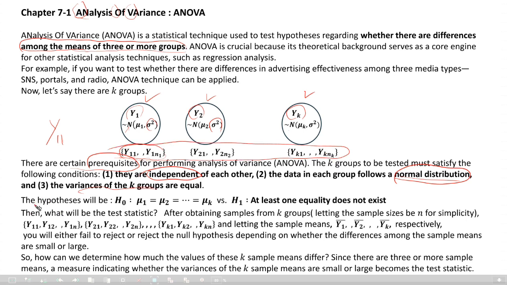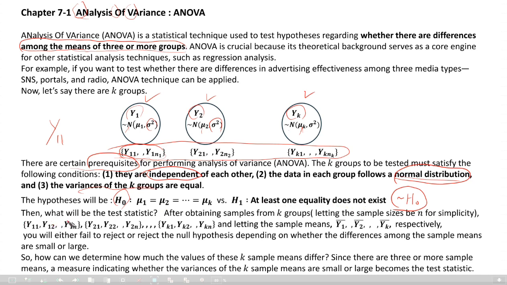And what is the hypothesis in this case, in ANOVA? H0: mu1 equal to mu2 equal to up to mu k. These means are all equal, versus at least one equality does not hold. I will denote this alternative hypothesis as tilde H0 afterwards. Same thing: not H0 means at least one equality does not hold.